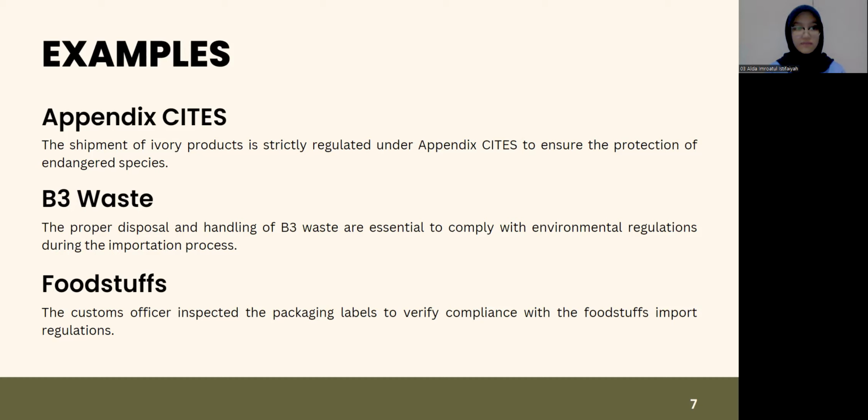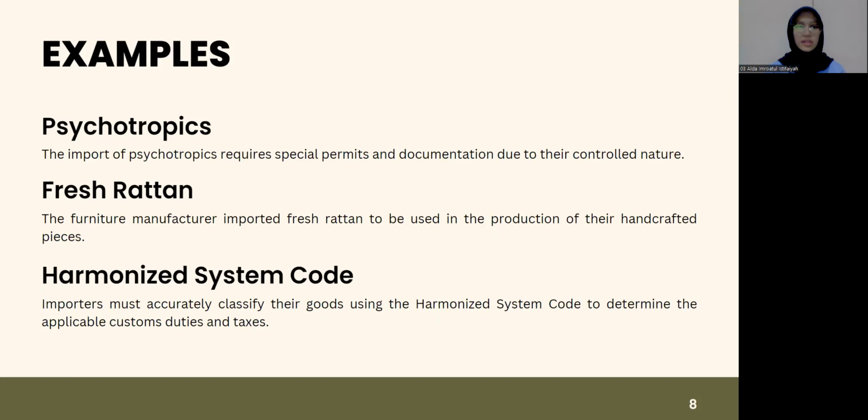And the next, we have foodstuff. The customs officer inspected the packaging labels to verify compliance with the foodstuffs import regulations. Psychotropics. The import of psychotropics requires special permits and documentation due to their controlled nature. The next we have fresh rotten. The furniture manufacturer imported fresh rotten to be used in the production of their handcrafted pieces.